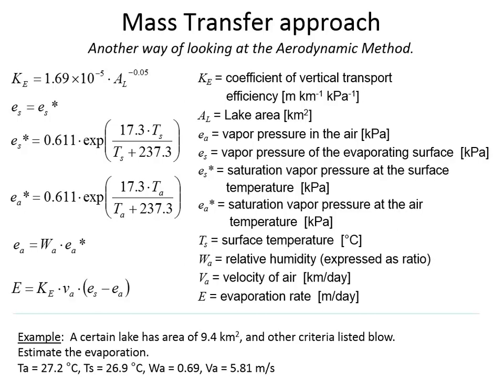So the evaporation rate is K sub E times VA times E sub S minus E sub A. And that is the 1.51 times 10 to the minus fifth meters.